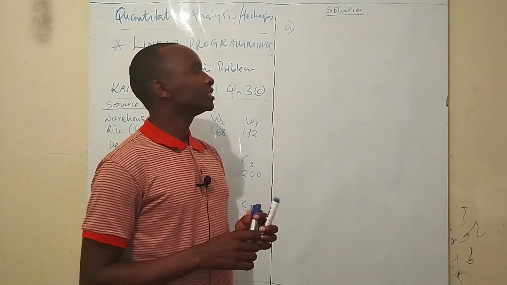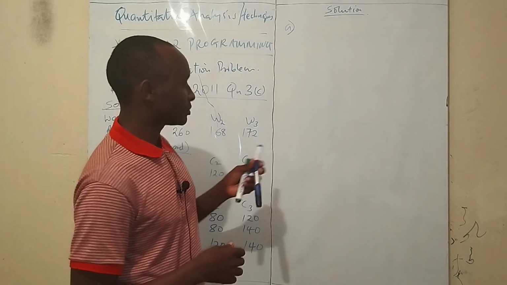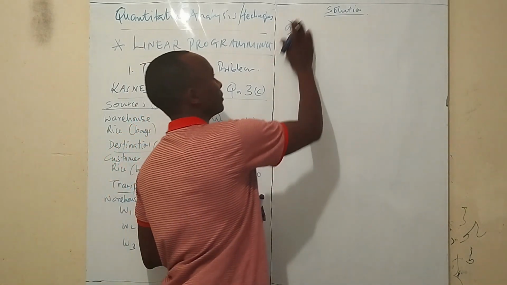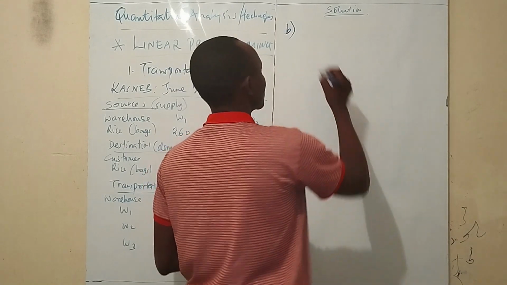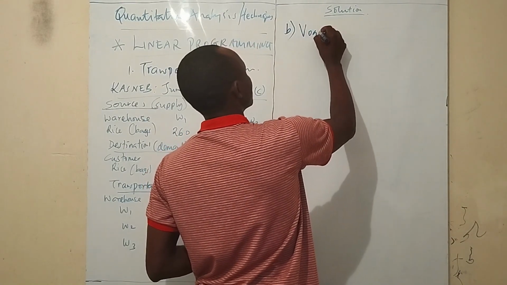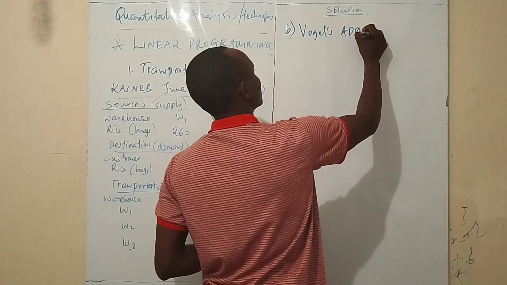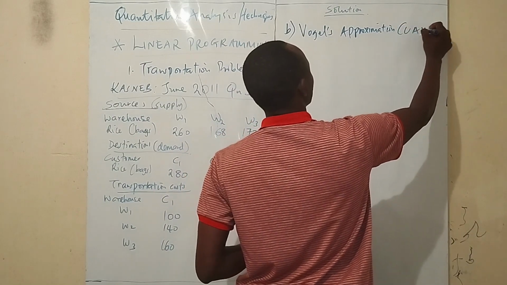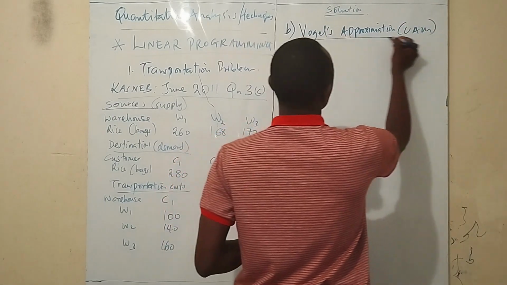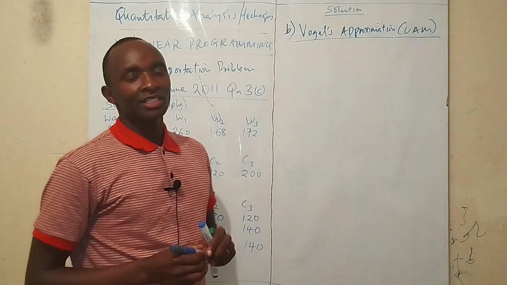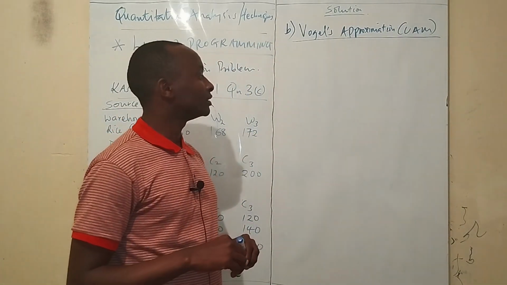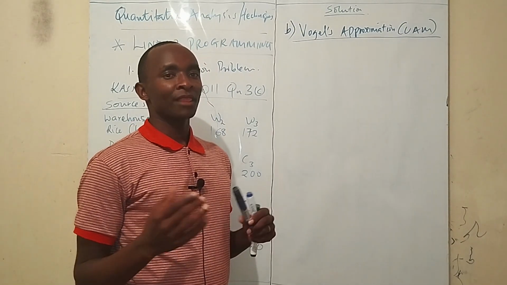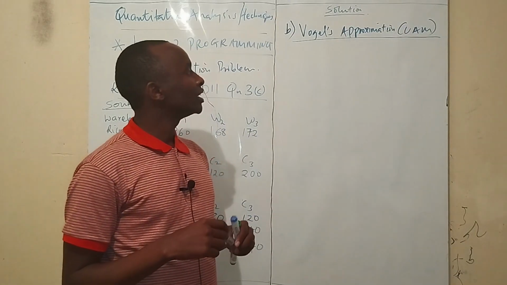So today, ladies and gentlemen, we are going to solve this problem using what is known as the Vogel's approximation method, the VAM. That was part B of the same. This Vogel's approximation method normally gives a lot of students a headache, more so in solving it, but I will try as much as possible to make it simpler for you.